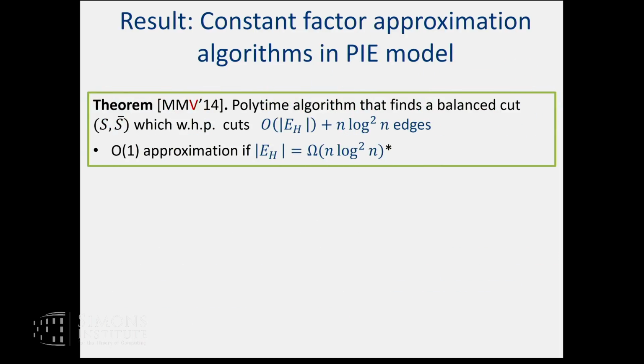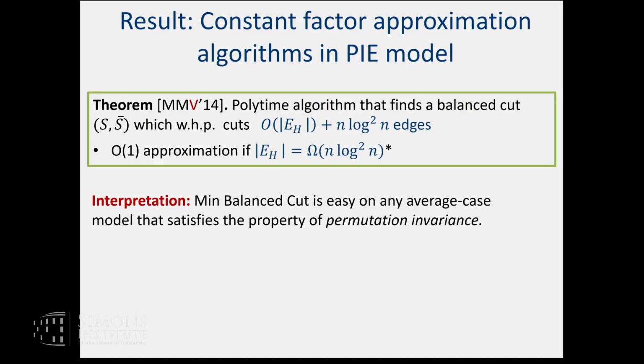And so what we can show is that we can give a constant factor approximation for graphs that are drawn from the pi model, as long as the average degree is at least log square n. So in some sense this algorithm says that minimum balanced cut is easy as long as your graphs come from any average case model that satisfies this permutation invariance property, some kind of a symmetry property.